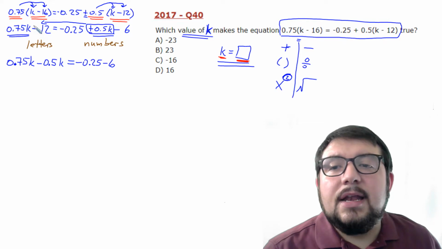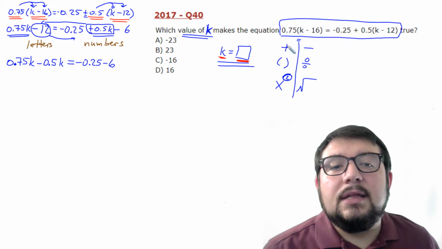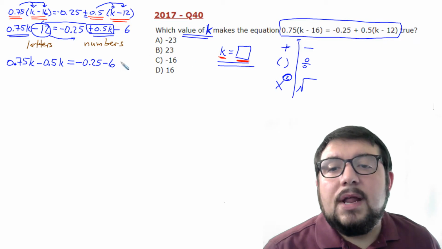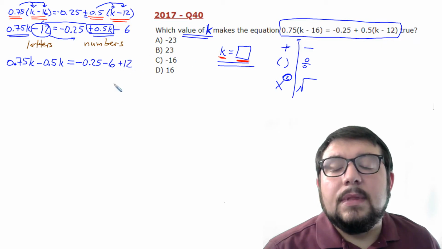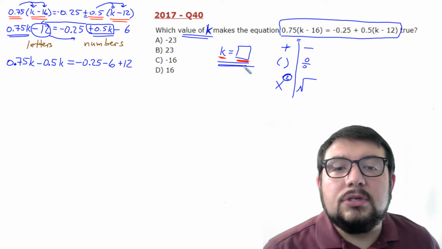But look at this guy, negative 12. He's on the letter side still. So I'm going to grab that negative 12 and move him over to the number side. When I do that, I just need to change his sign. Remember, if a negative crosses the equal sign, it becomes a positive. So now I'm going to make this a positive 12. And there we go. That's how I can solve this to get closer to my goal.